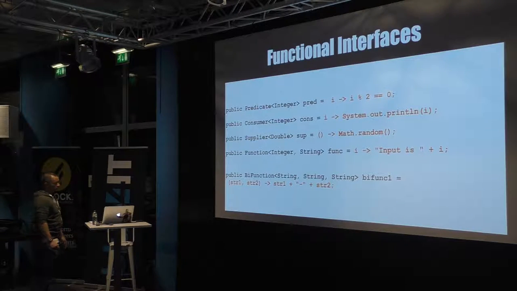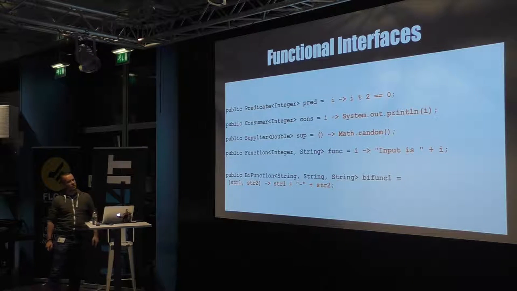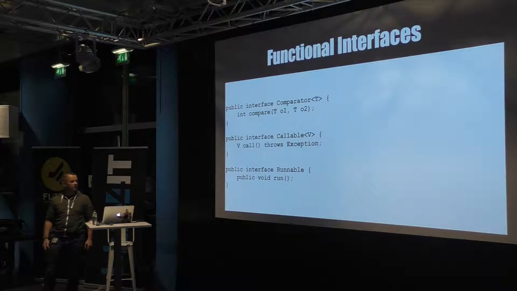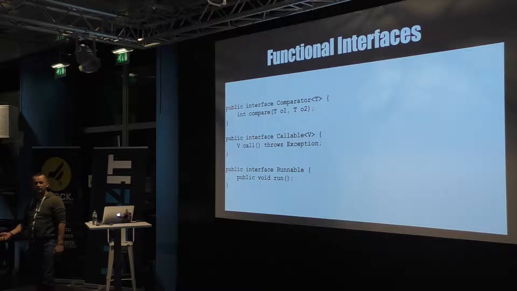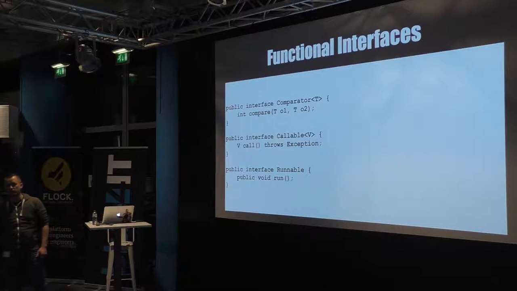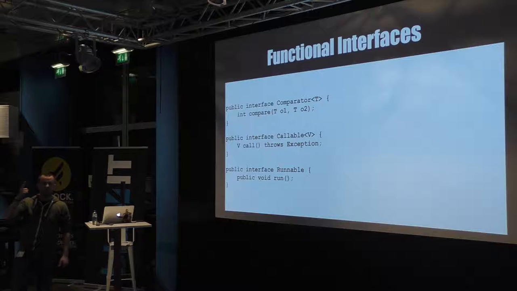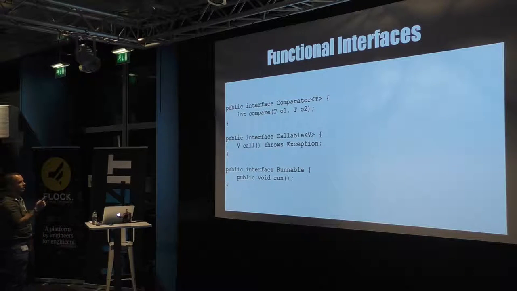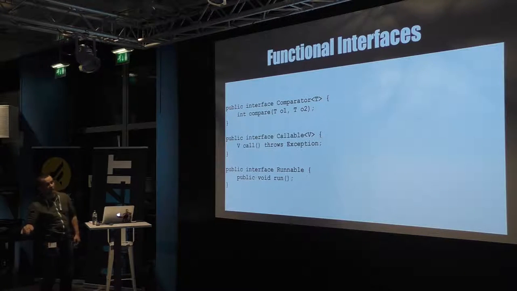That's all very neat, but what can I do with it? Or actually, we already had this, right? Because in Java 7, we had these kind of things with comparators, callables, and runnables. Still, things with one abstract method. And now in Java 8, we can write them as a lambda.